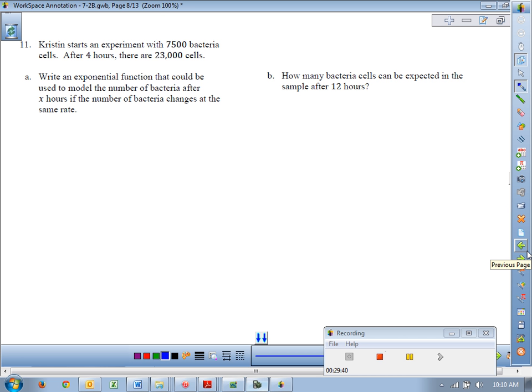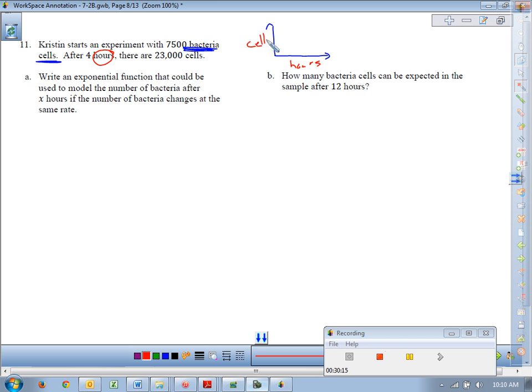So, aha! Story! Kristen starts an experiment with 7,500 bacteria cells. After 4 hours, there are 23,000 cells. If you sketch a rough graph, there are 2 labels that you'd have on here. Bacteria cells, take a wild guess what's on the x-axis. Hours. Hours right here and number of cells right here. Isn't X hours and Y is cells, correct?